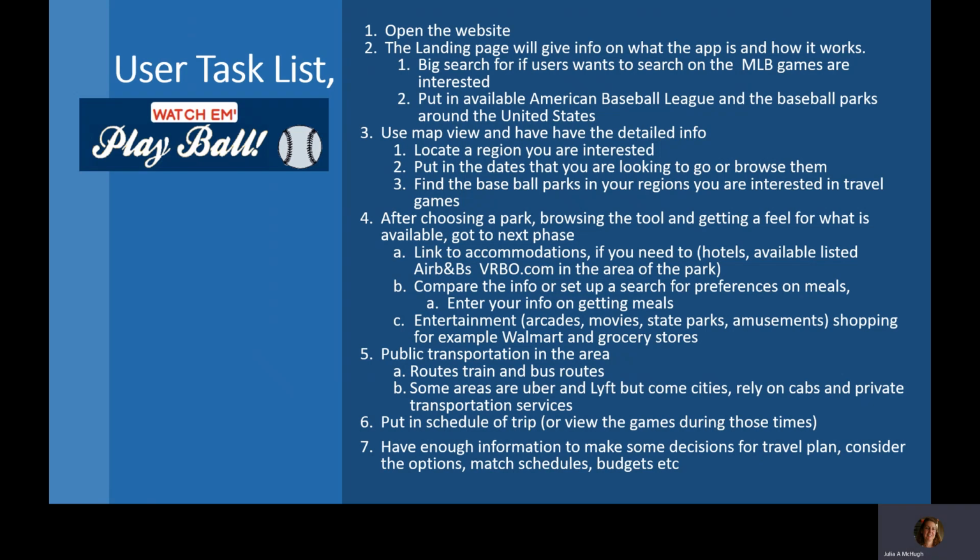You definitely want to have links to public transportation in the area, the routes, the bus routes, where the stations are, where the pickups are. Some areas might have Uber or Lyft, but some cities might rely on cabs or private transportation. Put in that schedule of the trip to view games during those times, and also have enough information to make decisions to make a plan.